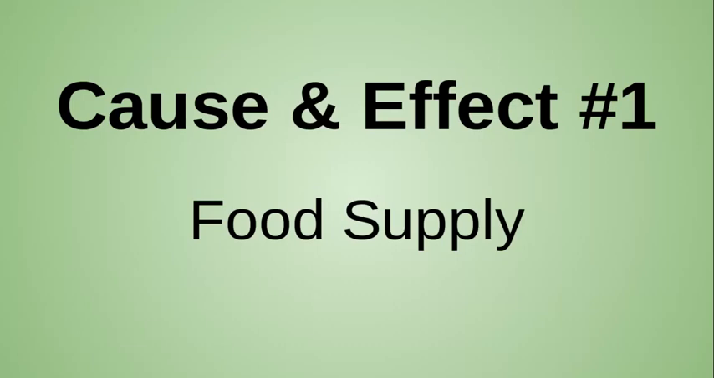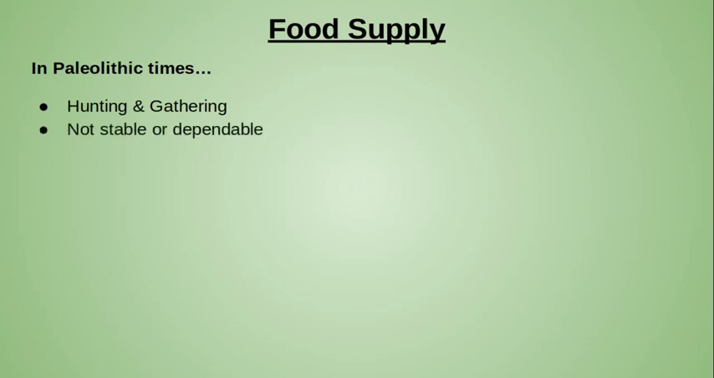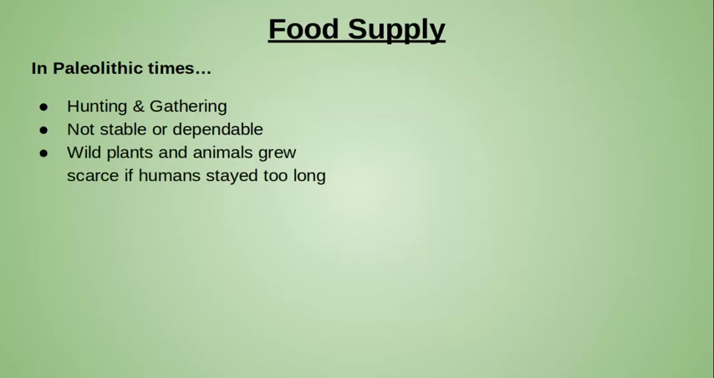So once humans learned how to farm, that's going to affect their food supply. Let's look at a then and now. So then being the Paleolithic era and the now being the Neolithic. So in Paleolithic times, again, we're hunting, we're gathering. This is not stable. This is not dependable. We eat wild plants. We go out and we hunt wild animals.